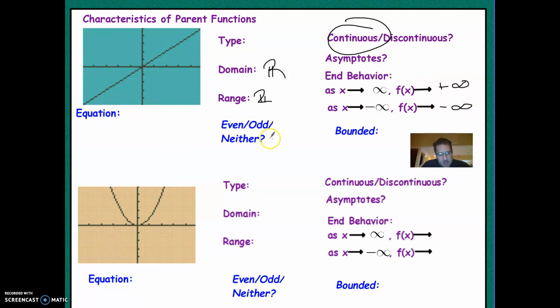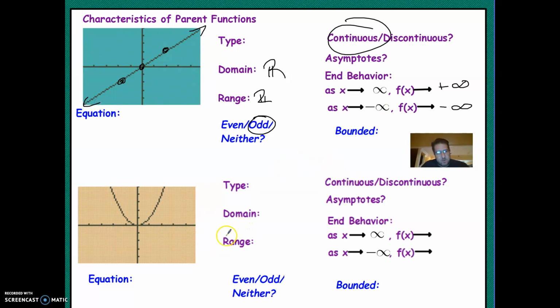So this is linear. This is an odd function. Not all linear functions are odd functions, but you'll notice that this one, every point has another point on the opposite side of the origin in the exact opposite side. This is not bounded above or below because it's going up infinitely and it's going down infinitely.